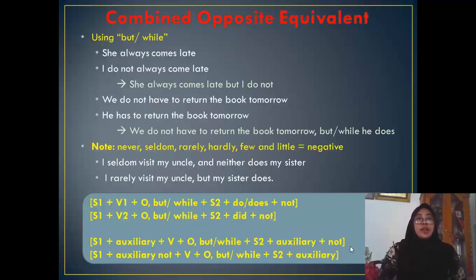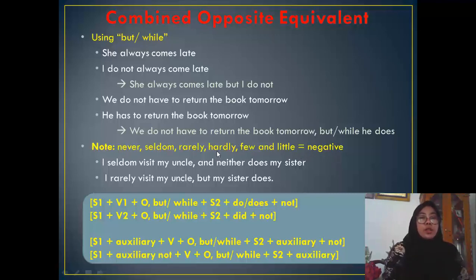Okay, here, of course, you can combine with opposite equivalents by using the words but and while. For example: she always comes late. I do not always come late. It becomes: she always comes late, but I do not. Okay, the use of the words but and while. And you must pay attention to the negative one.